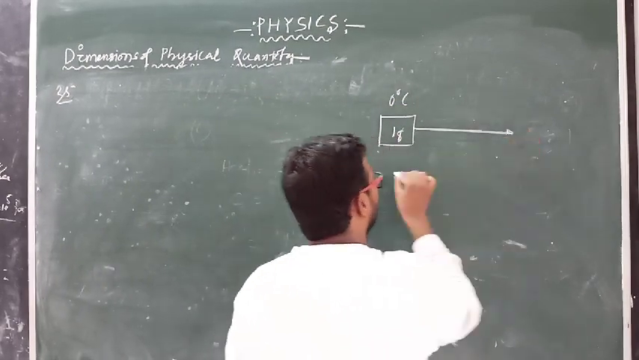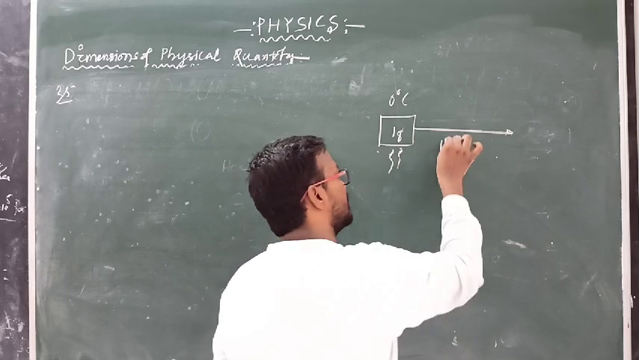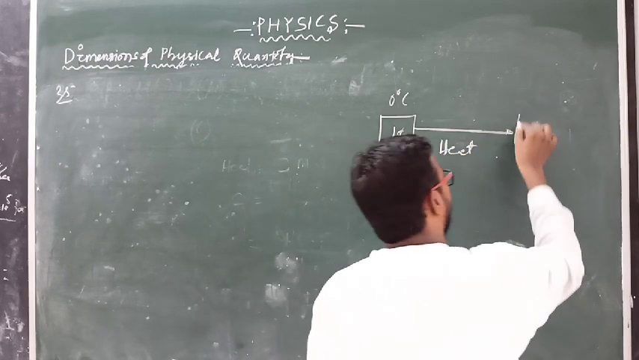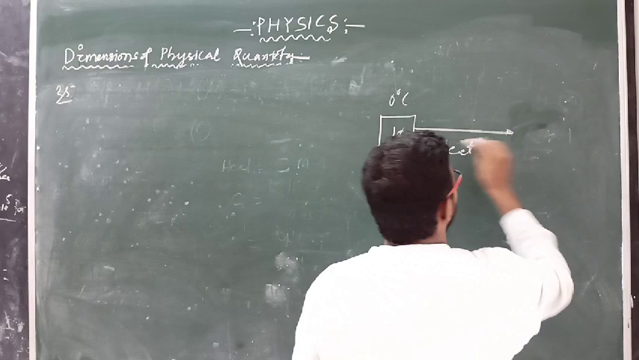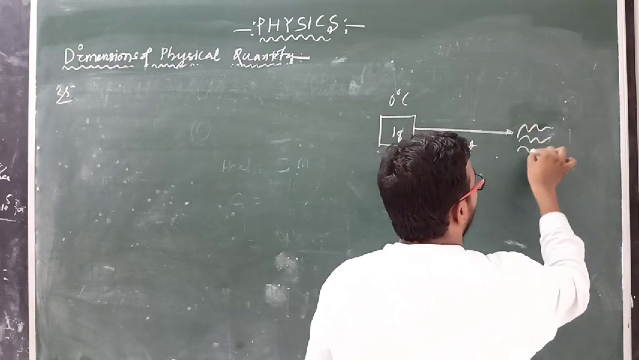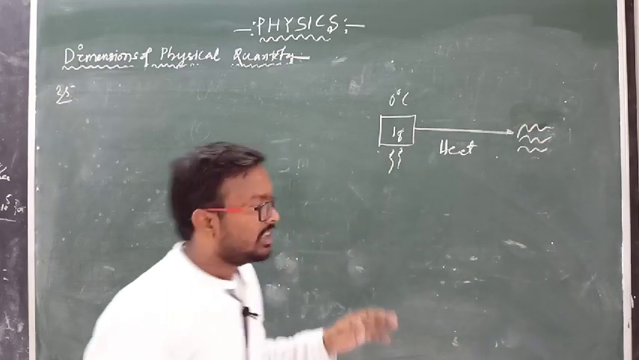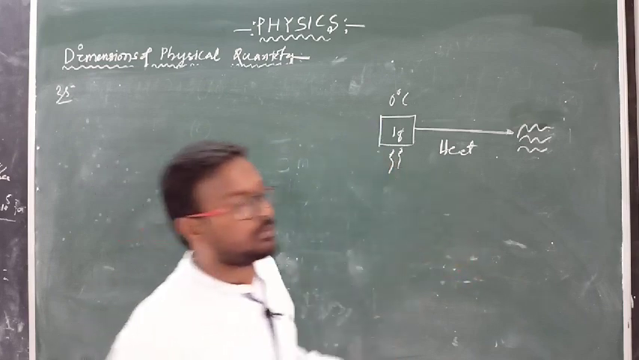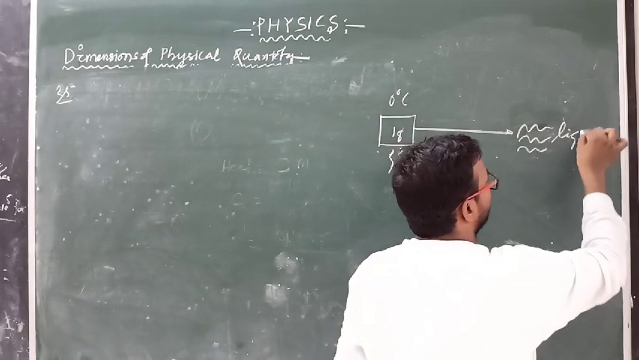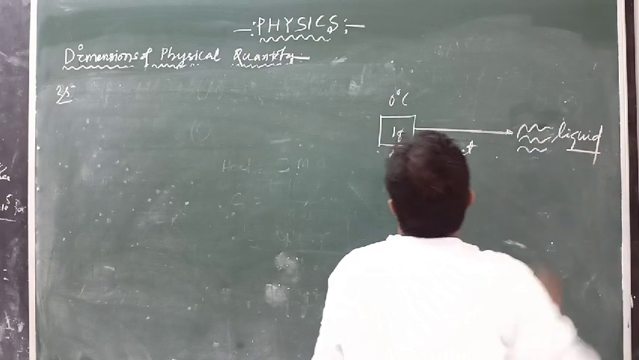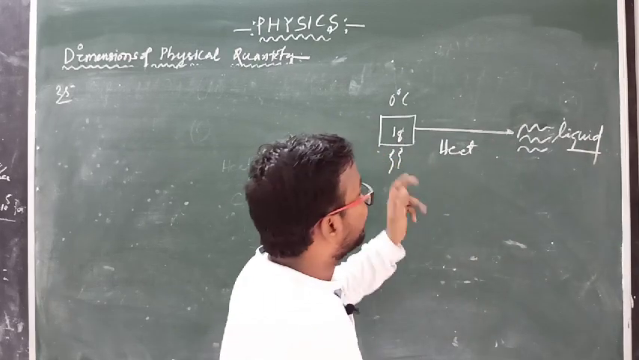Now provide heat. Clear? So we have to give heat for 1 gram of ice to convert into water. Now this ice is converted to liquid and the state changes.